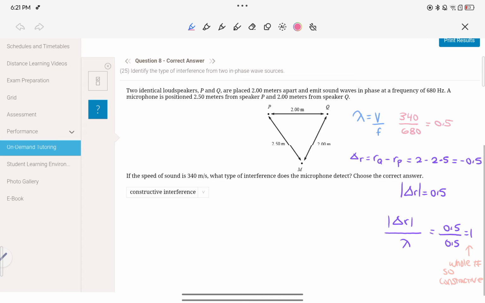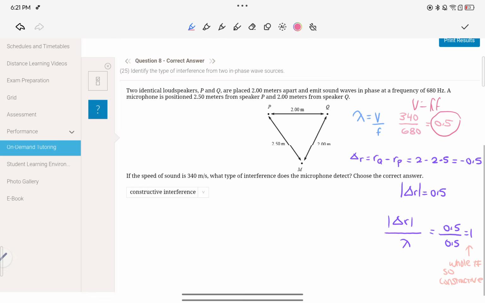They asked what interference the microphone detects. First thing we need to find is the wavelength. The wavelength is equal to V over F, because V equals wavelength times F. Now, it's 0.5. You get 0.5.